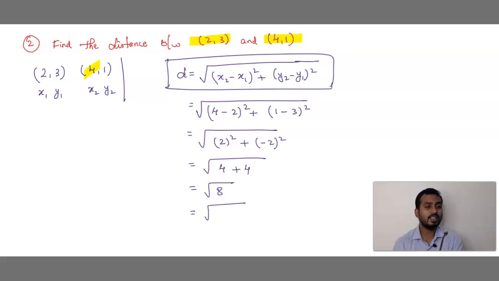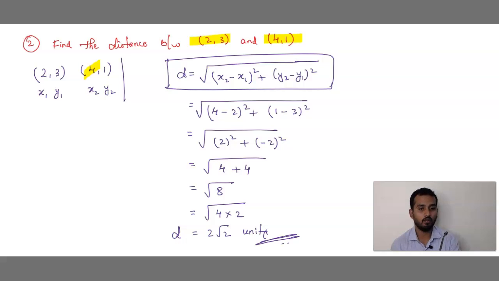Which is the least even perfect square? 2 2s are 4. Very good. 4. 4 into what is 8? 2. 4 2s are 8. What is the square root of 4? 2. This root 2 as it is. That's it. D is equal to 2 root 2 units. So this is the distance between the 2 points 2 comma 3 and 4 comma 1. Is this clear? Good. Carry on.